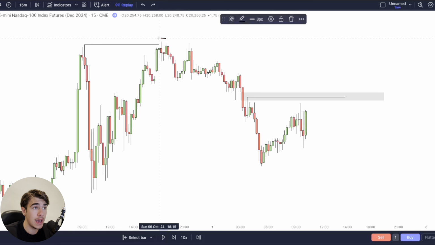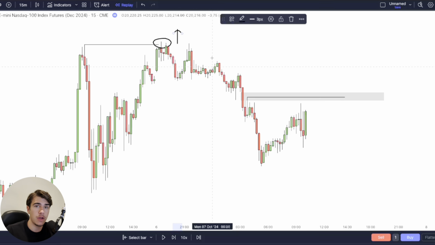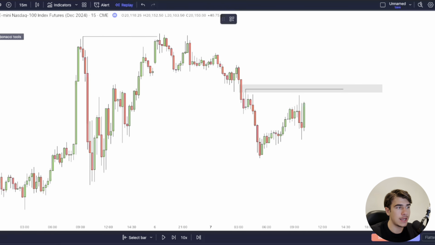After price swept that high, which it did right here, we saw absolutely no follow through to the upside. That is a very bearish sign. When we sweep a high and get no follow through, that typically means that the market is bearish. Because again, if it was bullish, we would have gotten follow through to the upside. In this case, we absolutely didn't. And as you'll be able to see, we have sell side liquidity resting right here.